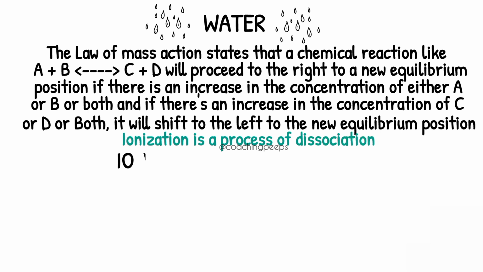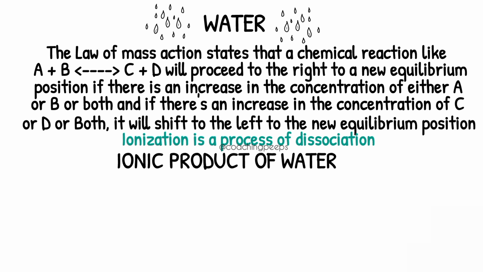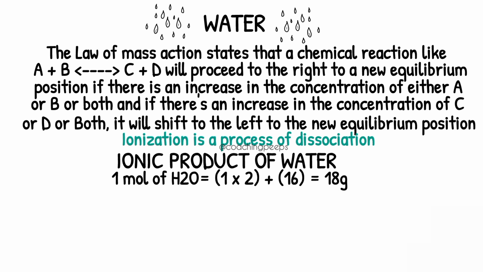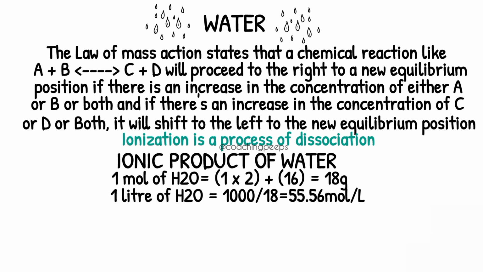Okay, moving on to the ionic product of water. Let's look for the ionic product of water, Kw. To find it, 1 mole of water equals 18 grams. You can see the calculation below. Then you have to look for the molar concentration of water, which is 1 liter of water equal to 1000 over 18, which will give you 55.56 mole per liter.